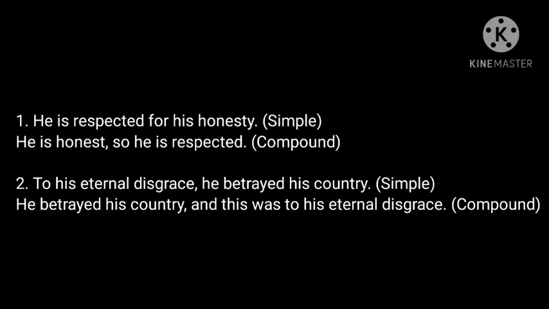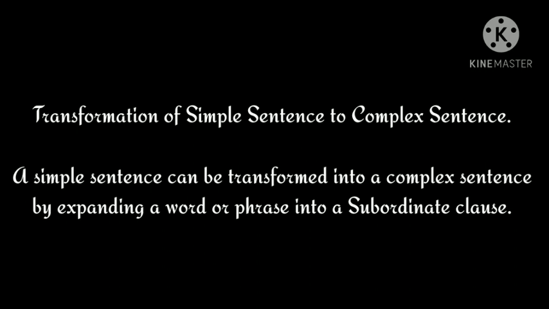Now the next thing we have to learn is transformation of simple sentence to complex sentence. Children, a simple sentence can be converted into a complex sentence by expanding a word or phrase into a subordinate clause. And we know the subordinate clause may be a noun clause, an adjective clause, or an adverb clause. So, to transform a simple sentence into a complex sentence, an independent clause, one or more subordinate clauses, and to join these clauses, a subordinating conjunction is required.